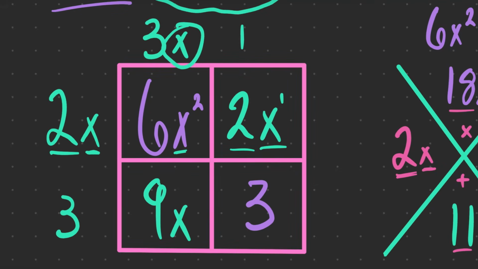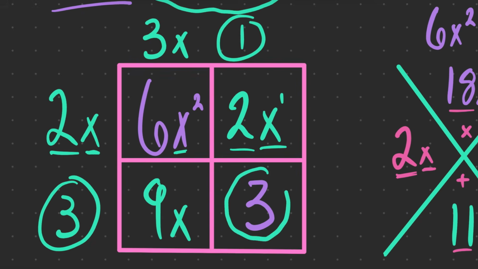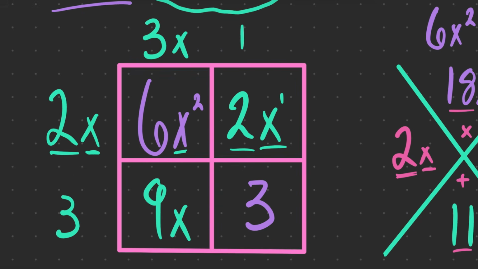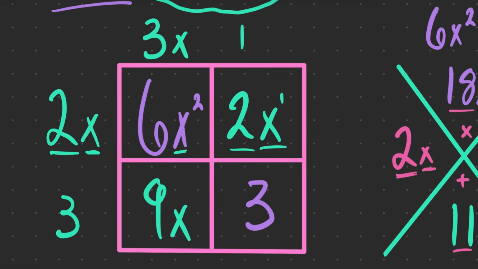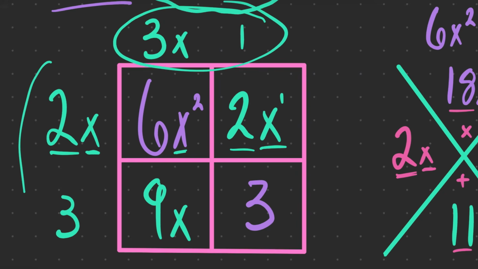Okay, and then lastly, I always like to double check this. 3 times 1 does in fact give me 3. And it will work out. Okay, your entire box will work out. This is why I like to think of it as a puzzle, because the GCF of 9x and 3 is 3. The GCF of 6x squared and 9x is 3x. Okay, the GCF of 2x to the first and 3 is 1. Okay, it will all work out. And then these are your factors.